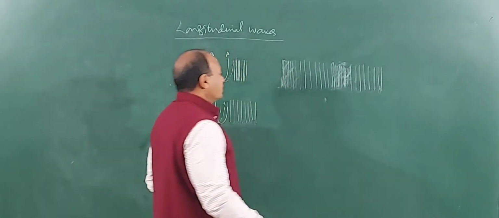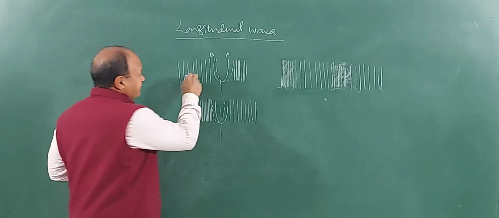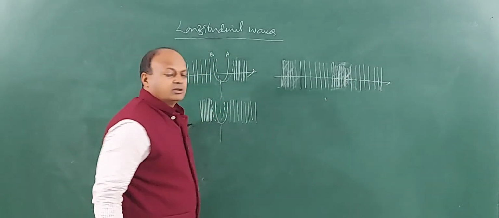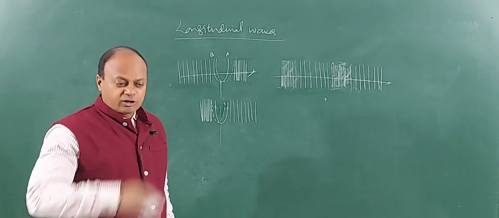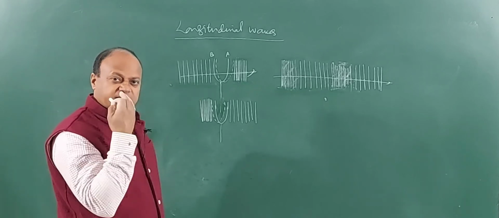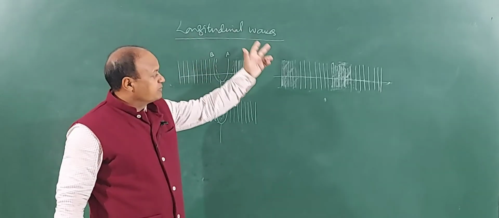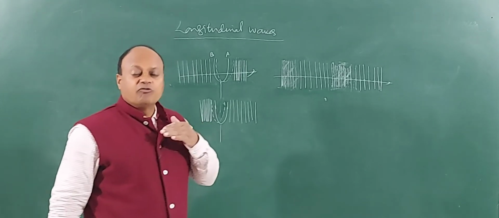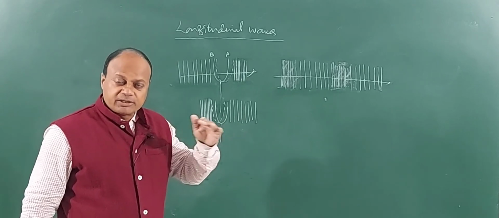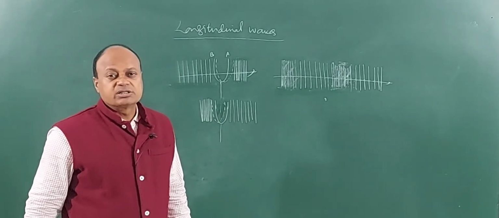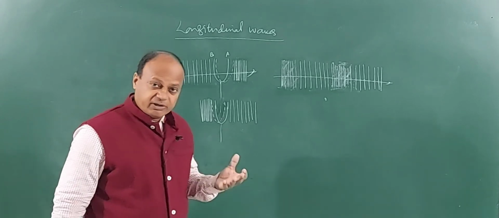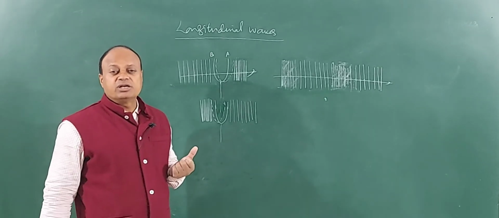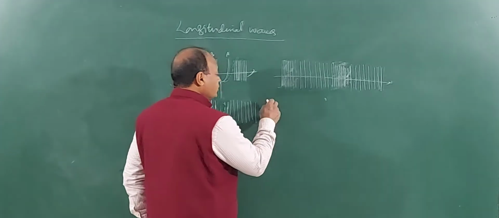So you see, the wave is traveling like this, and the particles of the medium are also vibrating in the direction of propagation of the wave. They are not vibrating like this, they are vibrating like this. Then this wave is called what? Longitudinal waves. Meaning those waves in which the particles of the medium vibrate in the direction of propagation of the wave are called longitudinal waves. For example, sound waves, waves produced in organ pipes, they are longitudinal waves.